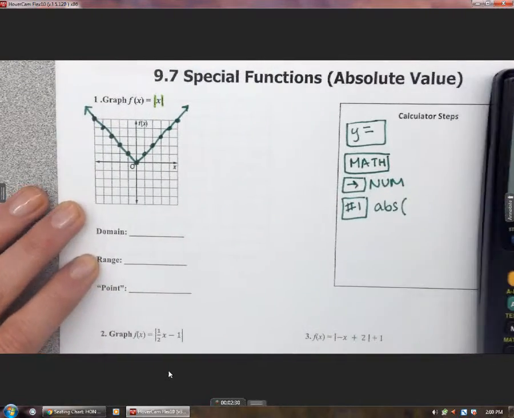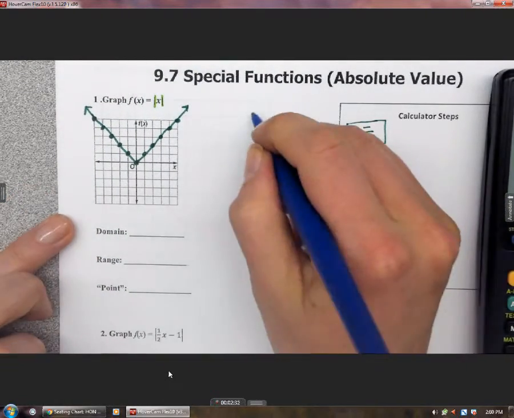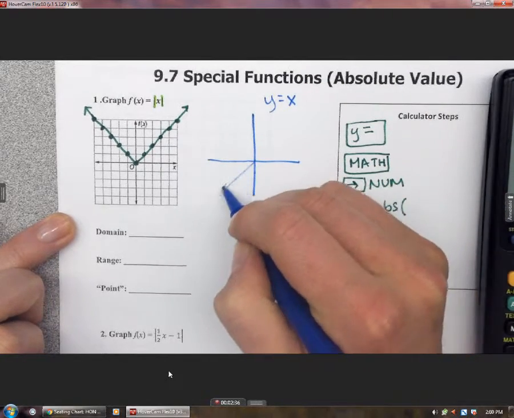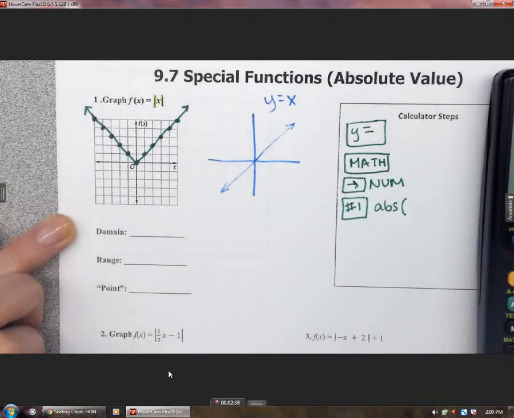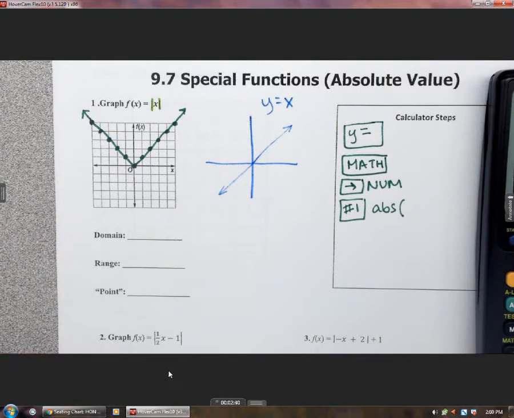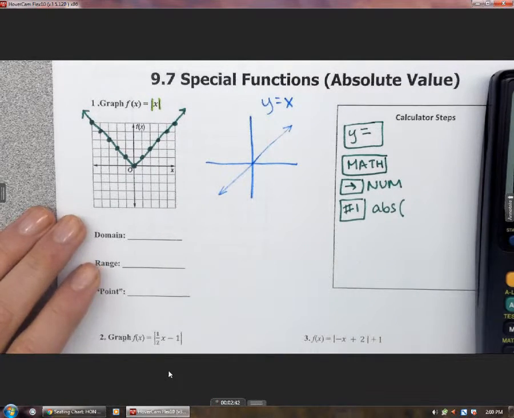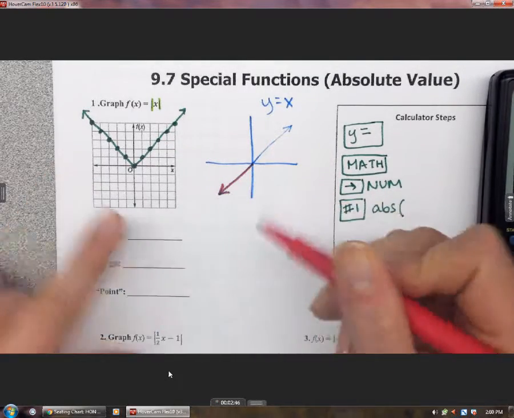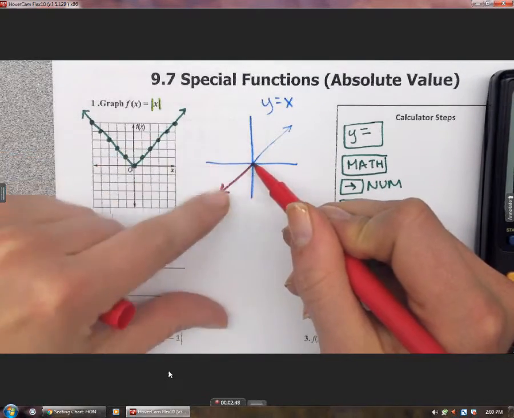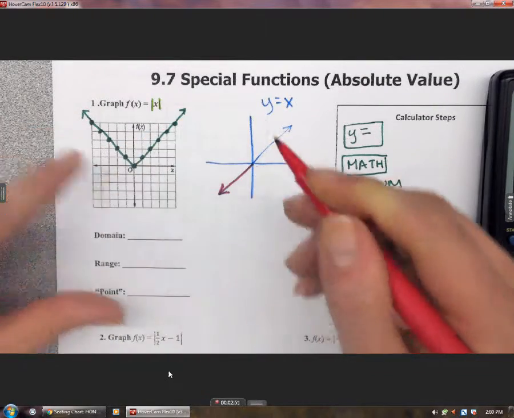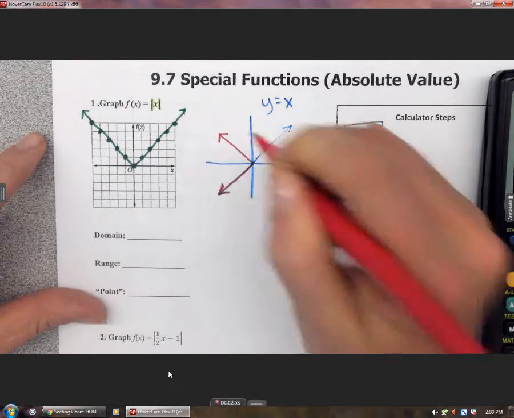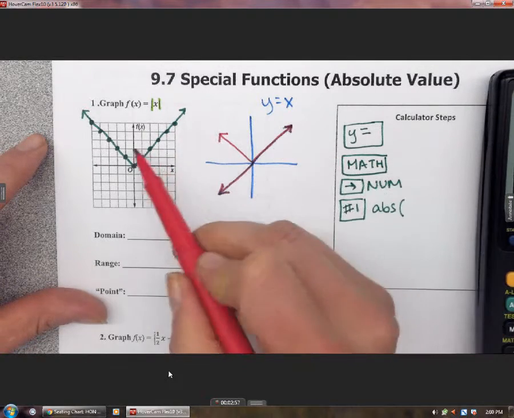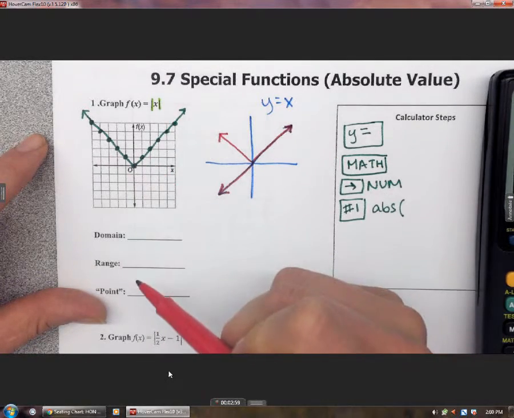If you notice, what's really cool about these graphs is if we had graphed the line y equals x, just the regular y equals x line, it's a line like this where the slope is 1. These graphs are the exact same thing, except it's taking this negative part right here and reflecting it up, like it's making the negative numbers positive to make it look like this. So the red part would be the absolute value. Kind of cool.